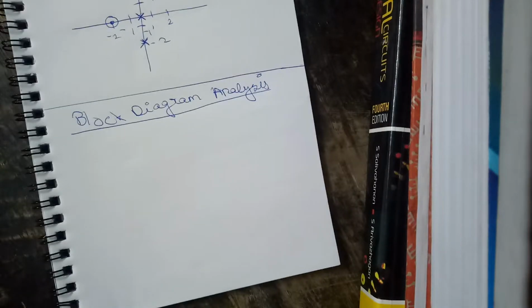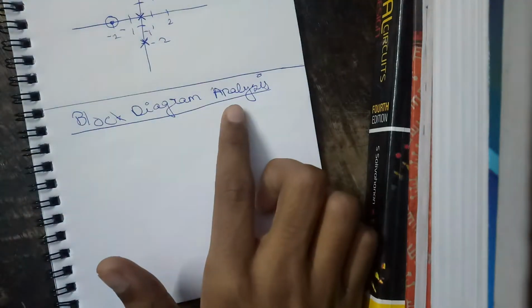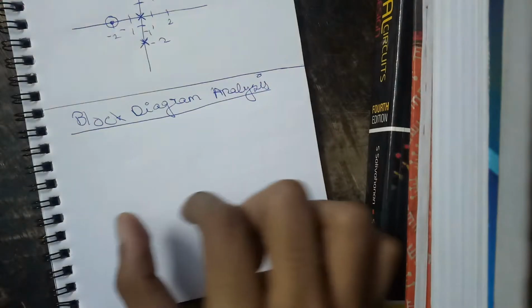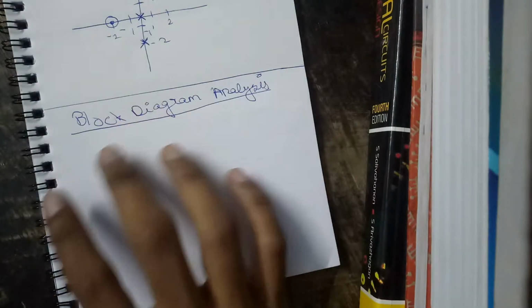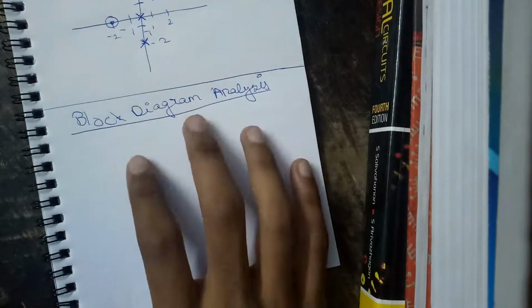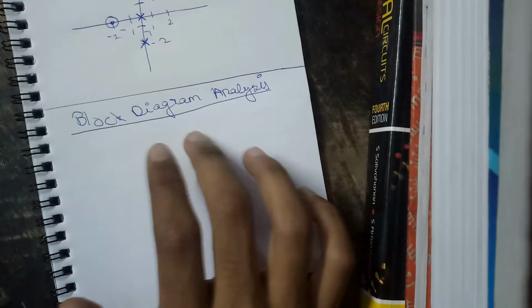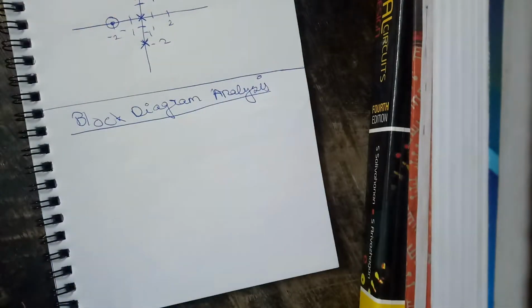Hello friends, in the last few videos we learned about the Nyquist mapping of any transfer function, and we also learned about the open loop and the closed loop transfer functions. In this video we'll be learning about block diagram analysis, that is, if several transfer functions or several blocks are placed in a few particular ways, that is in series, parallel, feedback, and whatnot, how to find out the equivalent transfer function of such a structure.